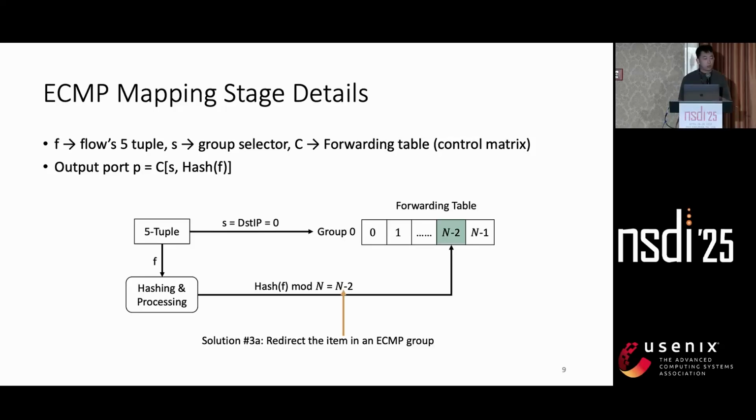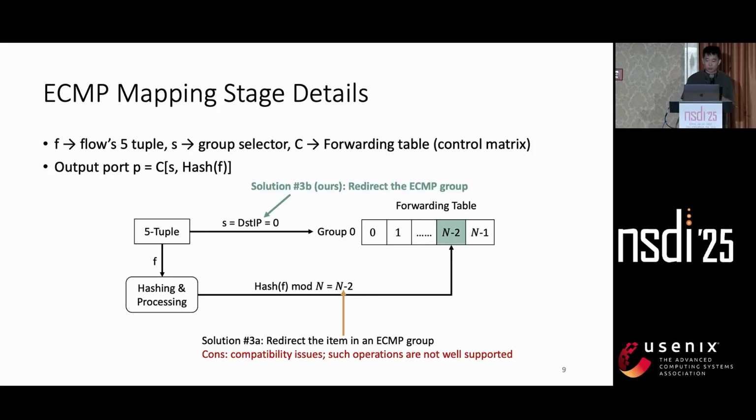Okay, so one solution is to modify ECMP to change the outcome from the hashing process. Basically, we will try to redirect the item selection in the ECMP group. Nevertheless, this will have some compatibility issues because not all the switches support such a function, and this conflicts with our goal of deploying today. Instead, our solution is to redirect the ECMP group.